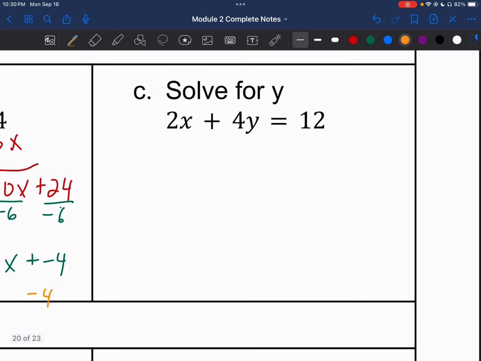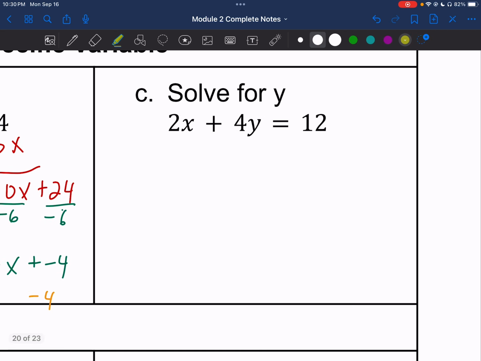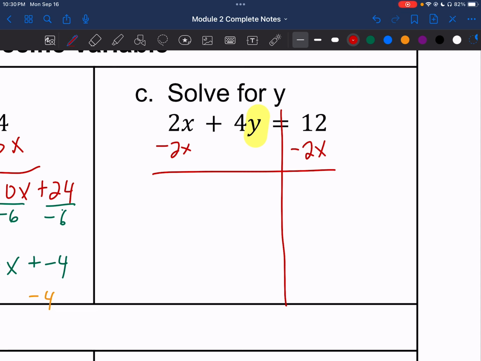Letter C, we are trying to solve for y yet again. And so for this one, again, we've got a 2x being added out front. We've got a multiplied by 4. So let's start with the opposites. We're going to do minus 2x from both sides. And when we do that, those cancel, and we're left with 4y is equal to minus 2x plus 12.